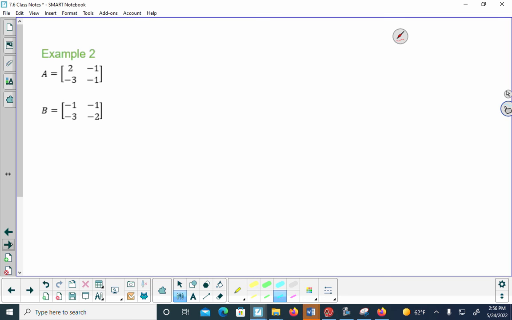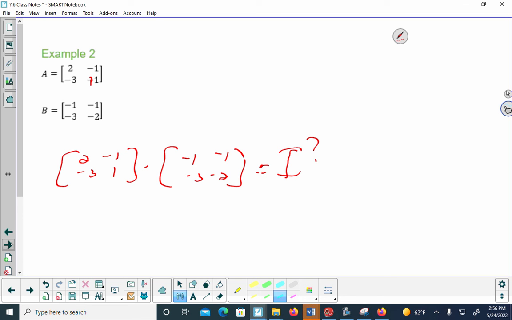So example 2 says I have the matrix 2, negative 1, negative 3, negative 1, and I want to see if it is an inverse of B. So again, it doesn't matter the order that I do it in. So I'm going to do negative 1, negative 3, and I believe on your notes this is a positive 1, times negative 1, negative 1, negative 3, negative 2. And I'm going to see if I truly get that identity matrix. That's what I'm asking myself.